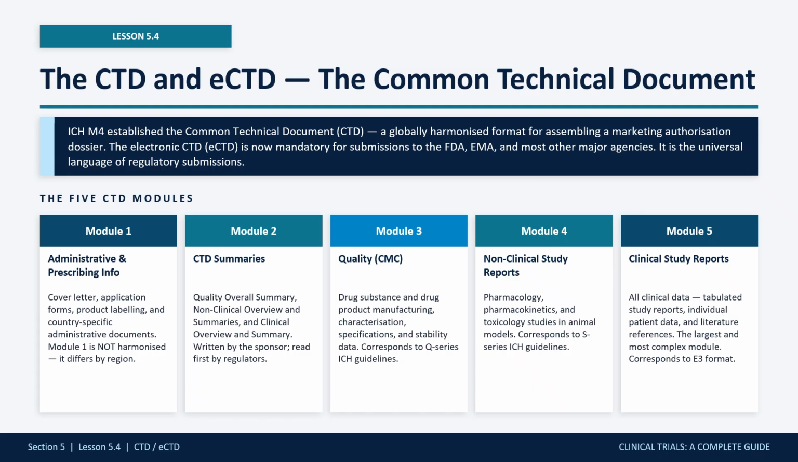Module 3 is the Quality or CMC section, Drug Substance and Drug Product Manufacturing Data. Module 4 contains non-clinical study reports, the animal data. Module 5 contains all clinical study reports, every human trial conducted during development, formatted according to E3. It is by far the largest module and the core of the marketing application.